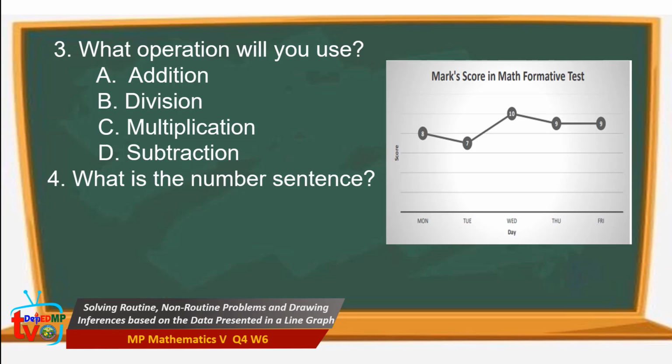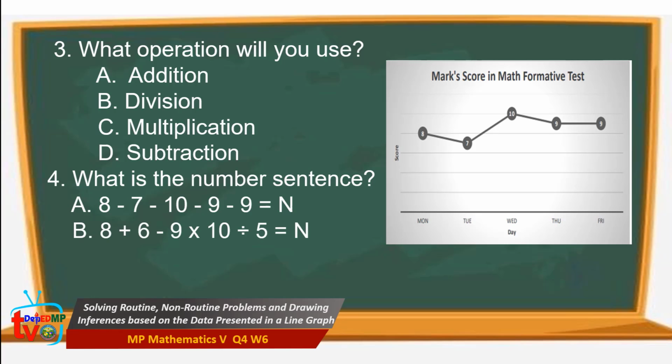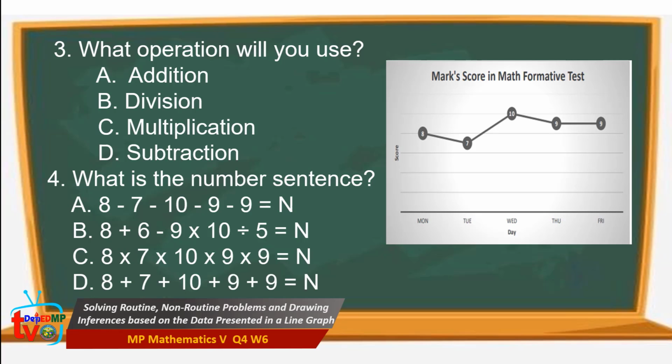Number 4. What is the number sentence? A. 8 minus 7 minus 10 minus 9 minus 9 equals n. B. 8 plus 6 minus 9 times 10 divided by 5 equals n. C. 8 times 7 times 10 times 9 times 9 equals n. D. 8 plus 7 plus 10 plus 9 plus 9 equals n.